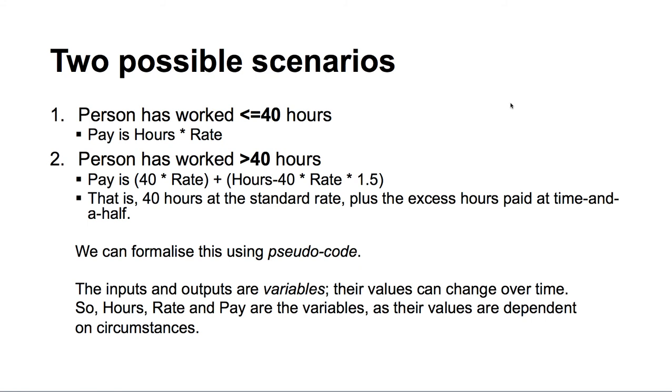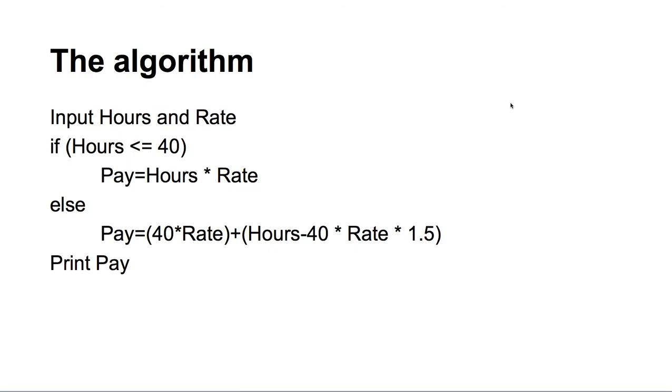This algorithm is what we call pseudocode, which is a formal version of English that we make a lot of use of. So here we have two input variables, if you like, hours and rate, and one output variable, pay. So here's our algorithm in pseudocode.